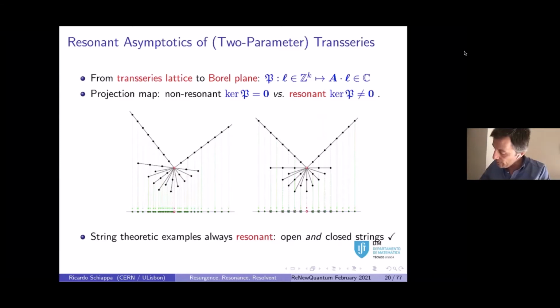And then what I'm drawing in green is the projection from the trans-series lattice to the Borel plane. So this is sort of a one-dimensional complex Borel plane. Here I have a non-resonant map where the kernel of the projection is basically trivial. And here I have a resonant case where you can see that many possible Stokes data fall on top of the same singularity, and I will need to unravel these numbers in order to see them properly on the lattice. And as I said a little bit earlier, all these examples are resonant because they have to encode both open and closed strings in the same block.